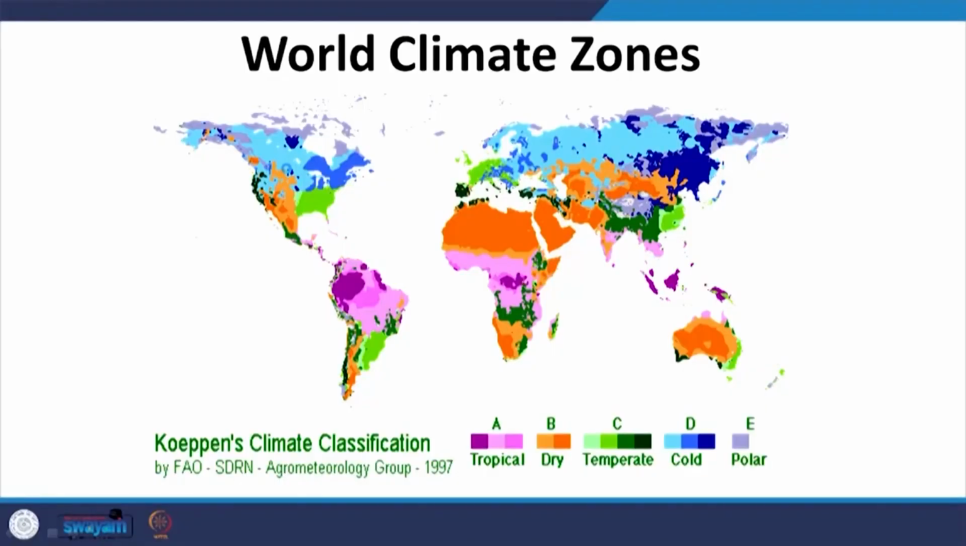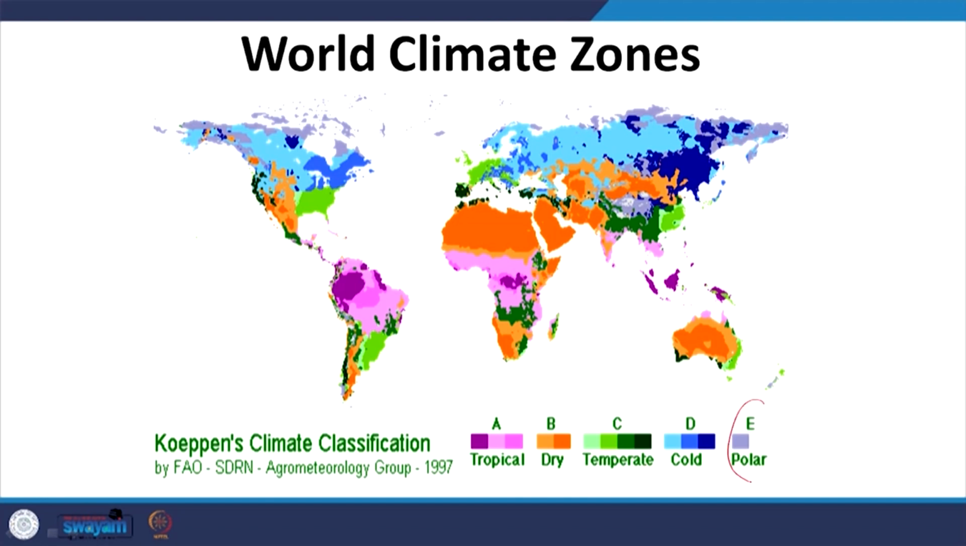To start with, we have to first identify and understand the climatic zones. Now, this world climatic zones are given as per Köppen's climatic classification, and as per Köppen's climatic classification, they are largely divided in 5 climatic zones, of which 4 are present within our own country, India. So, it is tropical, dry, temperate, cold and polar.